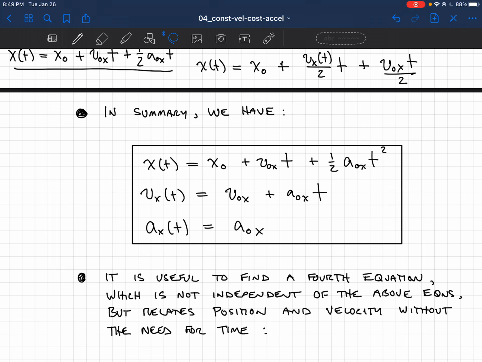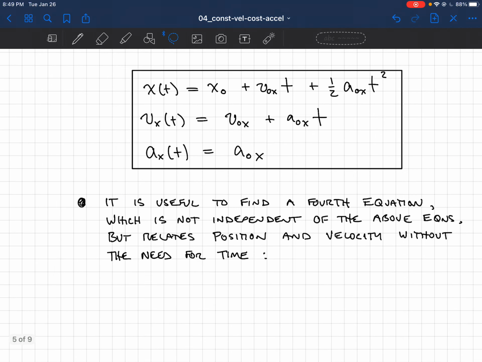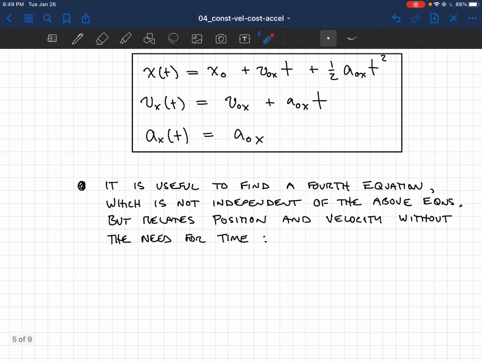Okay. It turns out that it's useful to find a fourth equation. So this is all of the information that you can find about constant acceleration motion. But there's a useful quantity that we can get, which is an equation that relates position and velocity without having to talk about time at all. In algebra, what we'll be doing is solving these two equations and eliminating time to create one equation. So let's try and do that.